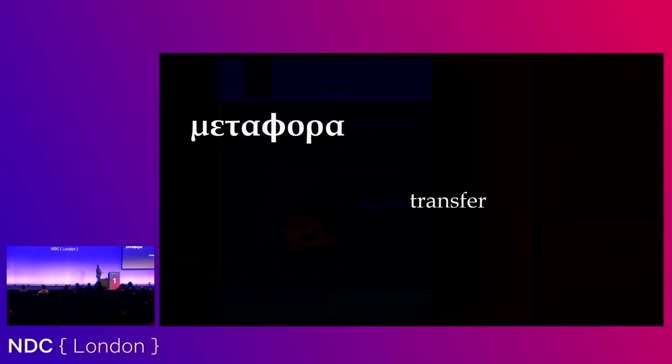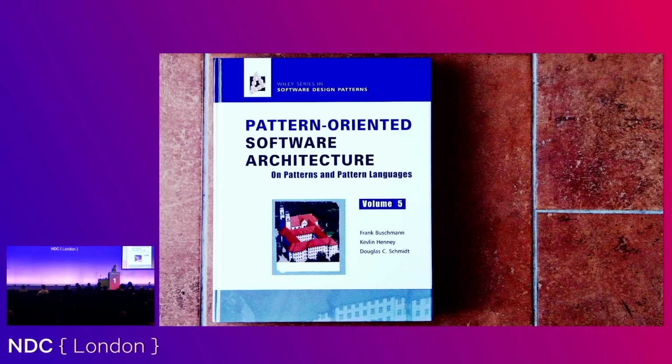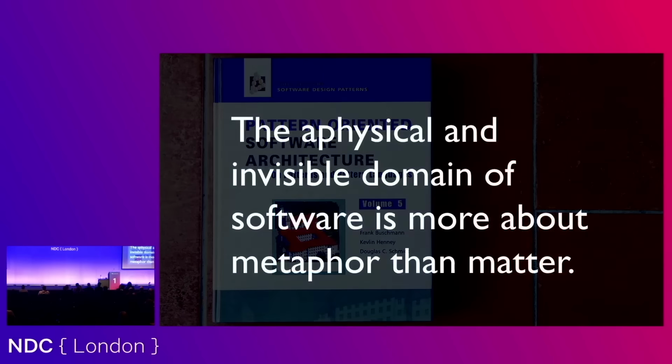Why does it matter to us? Well, in a book I co-authored a number of years ago, actually the genesis of that book was in this building, bizarrely enough. We talked about a number of things on patterns, but this particular book was a more philosophical book. And we ended up talking about the nature of software. The aphysical and invisible domain of software is more about metaphor than matter.